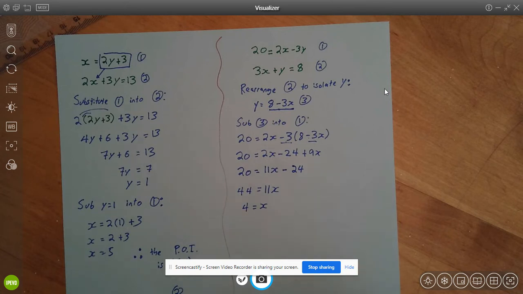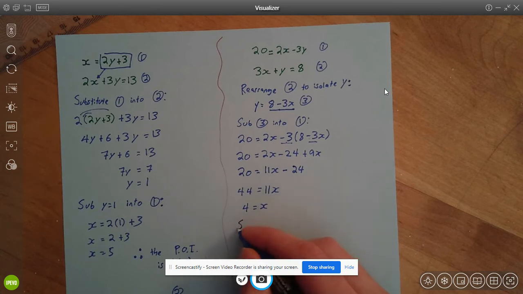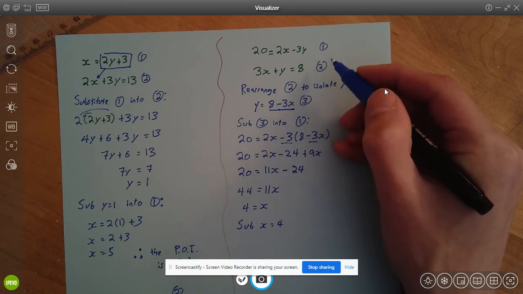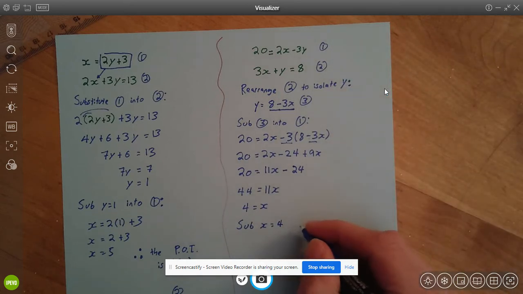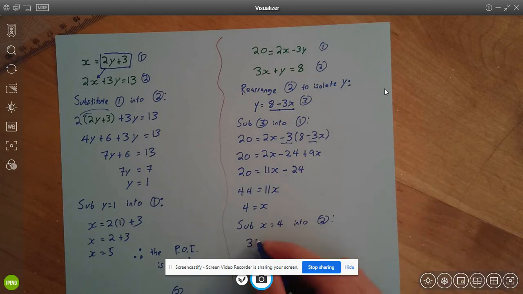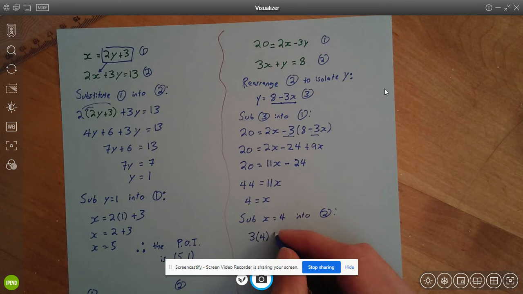Again, I'm only halfway because I need an x and a y to get my POI. So I'm going to sub that in. So I'm going to sub x equal 4 into whatever equation you prefer, right? The point is on both lines. Let's put it into 2. You can pick whatever looks easier for you. I like to avoid fractions. I like to have positive numbers. Whatever looks easier. So I'm going to replace x with what we know x is, which is 4. Then I'm going to solve for my other variable, which is y.